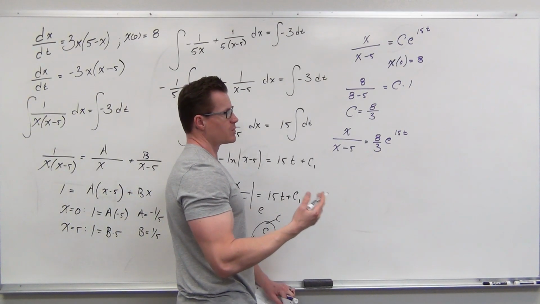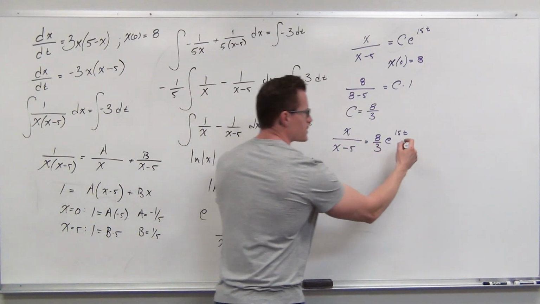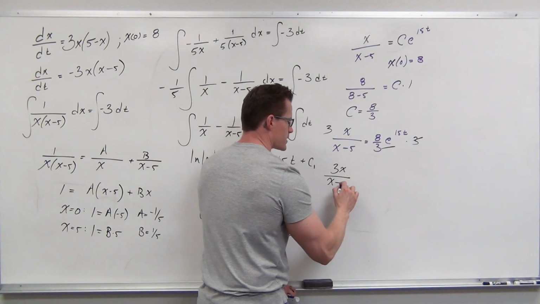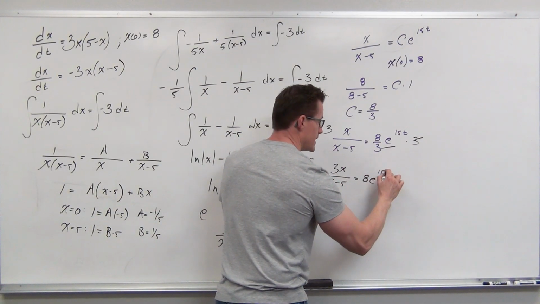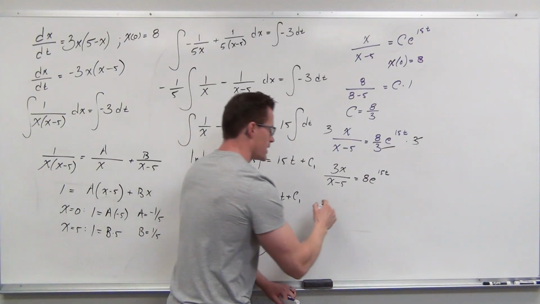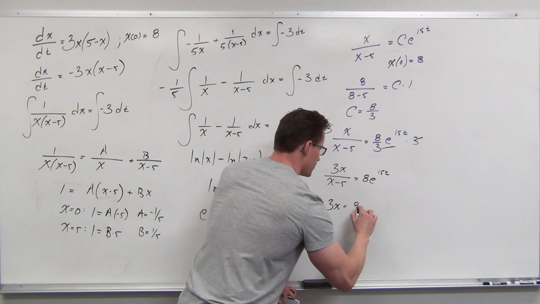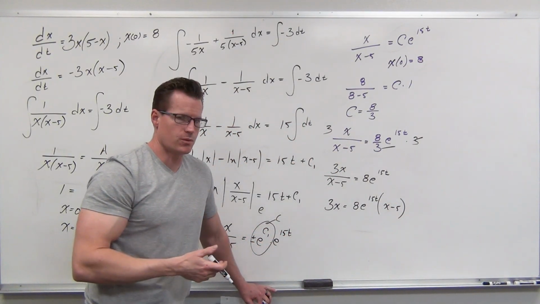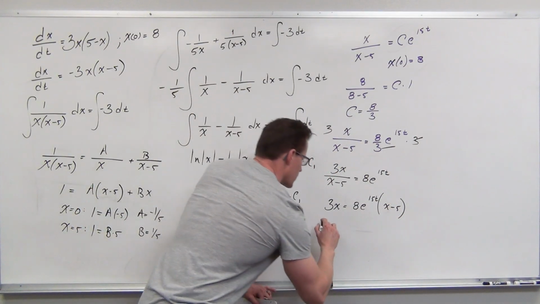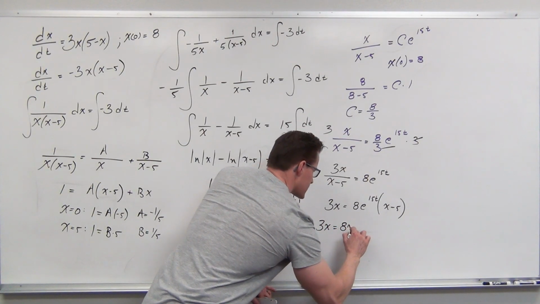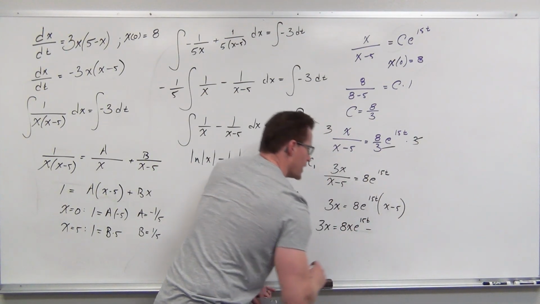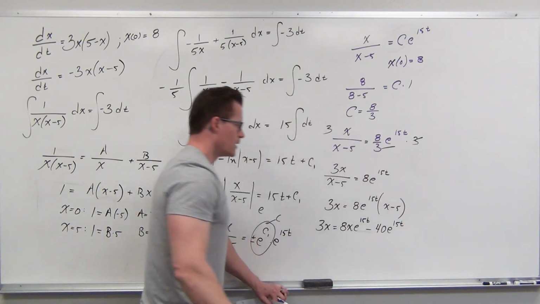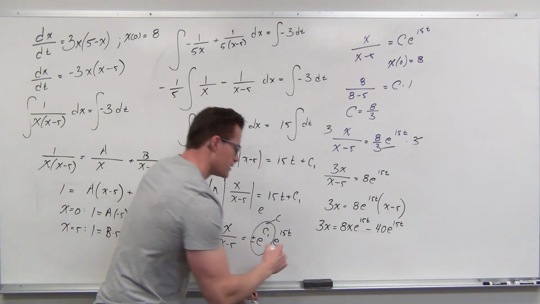What I am going to do, I am going to multiply both sides by 3 though, because I don't like that fraction. So if we multiply both sides by 3, we get 3x over x minus 5 equals 8 e to the 15t. That is nicer. Now let's multiply both sides by x minus 5. And we're forced to distribute. We have to do that. So when we distribute this, we're going to have 3x equals 8x e to the 15t minus 40 e to the 15t. And now what we're going to do, we're going to group our x's on one side.